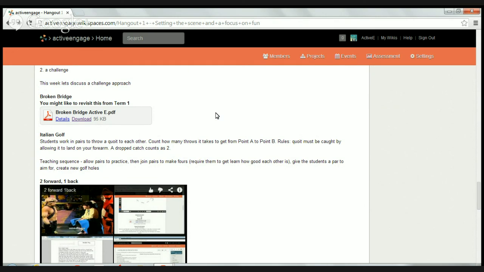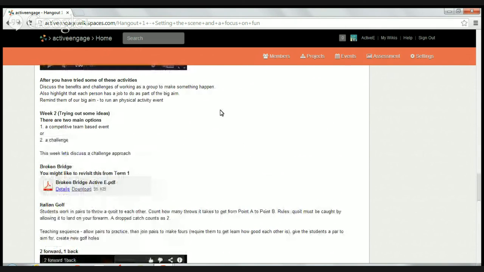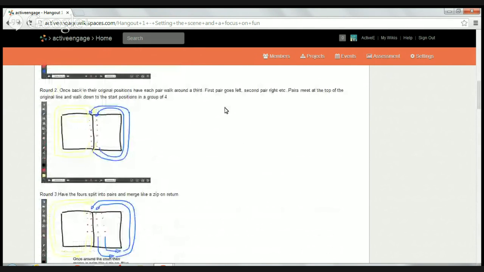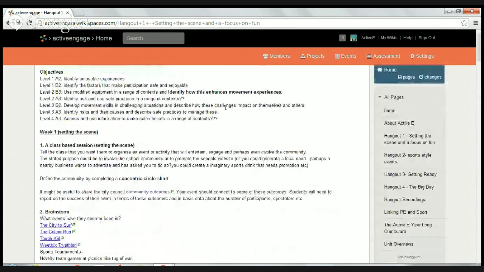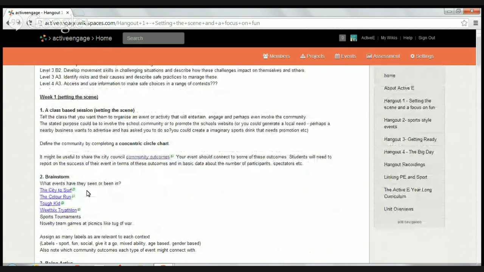create a golf course. So what you've done in the first 2 weeks, and you have to keep coming back to the purpose of the term, which is to run an event, and you want to run an event so that you can promote and advertise a product and meet some community outcomes. Those are your big ideas, those are your big reasons, and those are the same sort of reasons as to why things like the City to Surf and the Colour Run and the Weet-Bix Triathlon all exist.